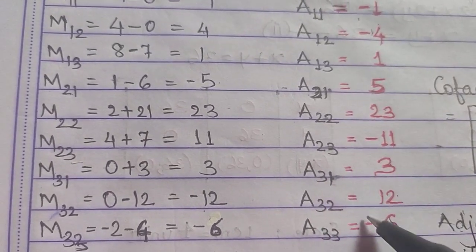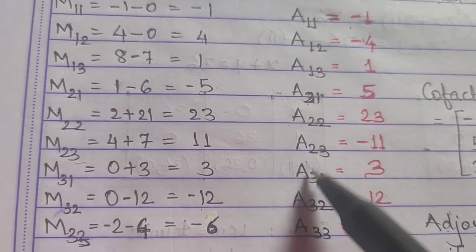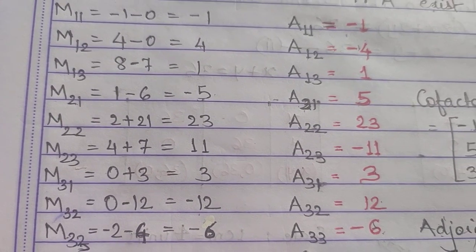So these are the cofactors. For every minor, we find the cofactor. Cofactors are denoted by capital A. So these are our cofactors.